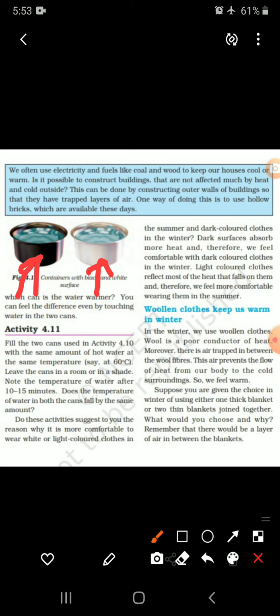Suppose you are given the choice in winter of using either one thick blanket or two thin blankets joined together. What will you choose and why? Remember that there would be a layer of air in between the blankets. So you will take the two thin blankets.